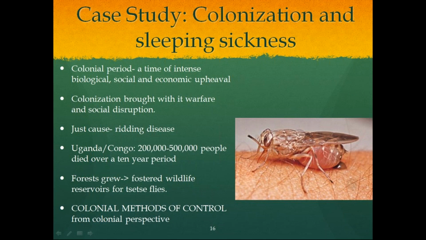Do you want us to say what they did? Yeah, what they did. Okay, so they tended toward environmental solutions. Their goal was to eradicate the tsetse flies so they would no longer be a vector to transmit the disease.